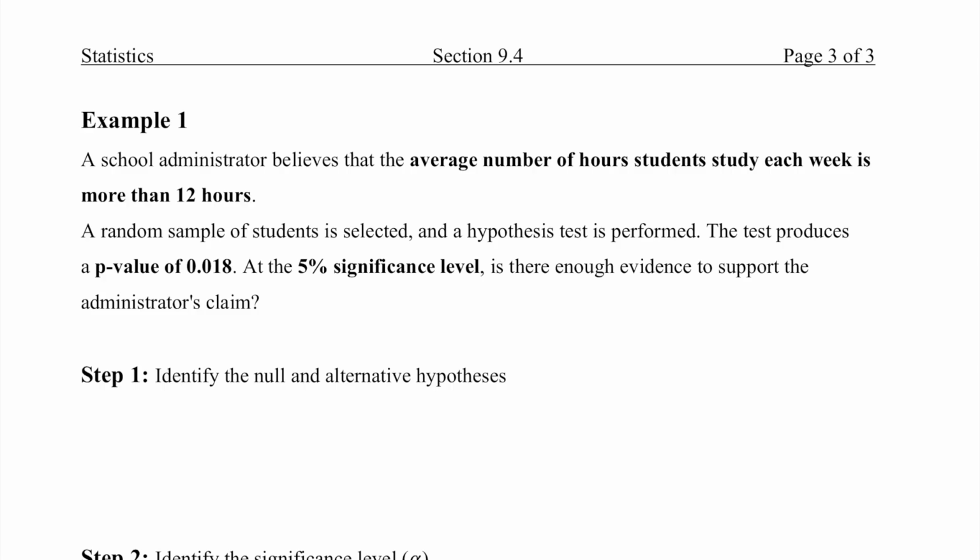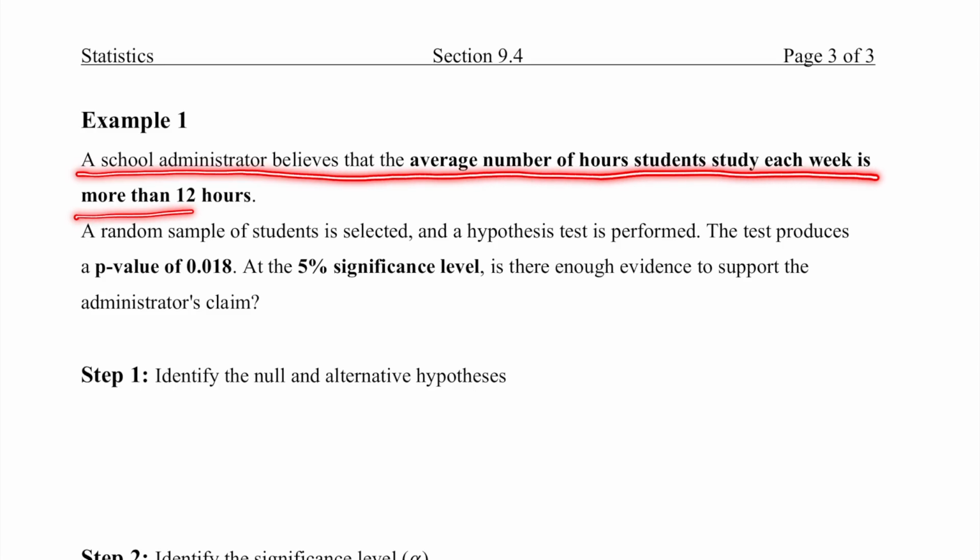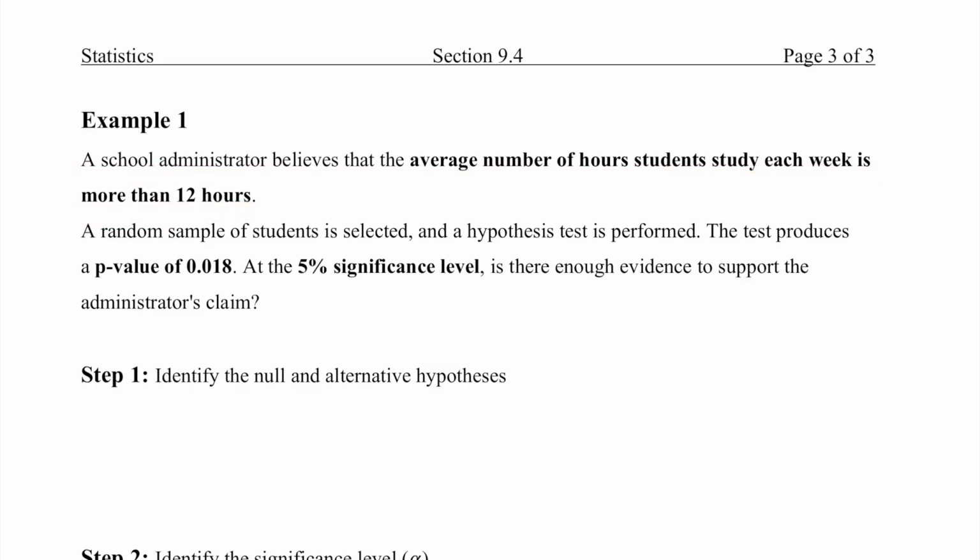Here's the problem. A school administrator believes that the average number of hours students study each week is more than 12 hours. A random sample of students is selected, and a hypothesis test is performed. The test produces a p-value of 0.018. At the 5% significance level, is there enough evidence to support the administrator's claim?